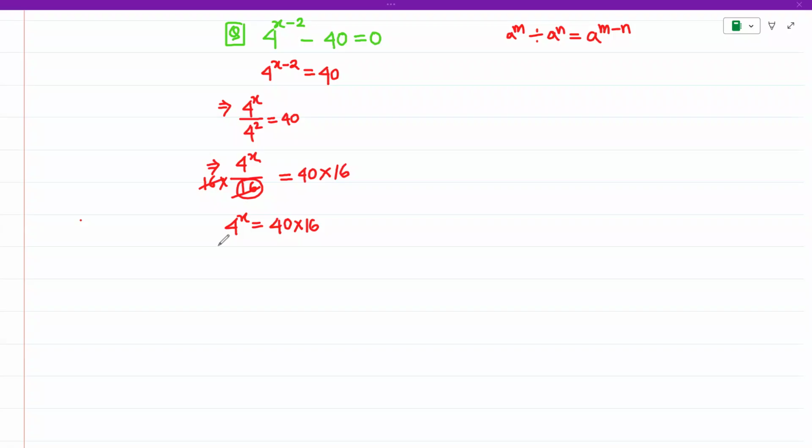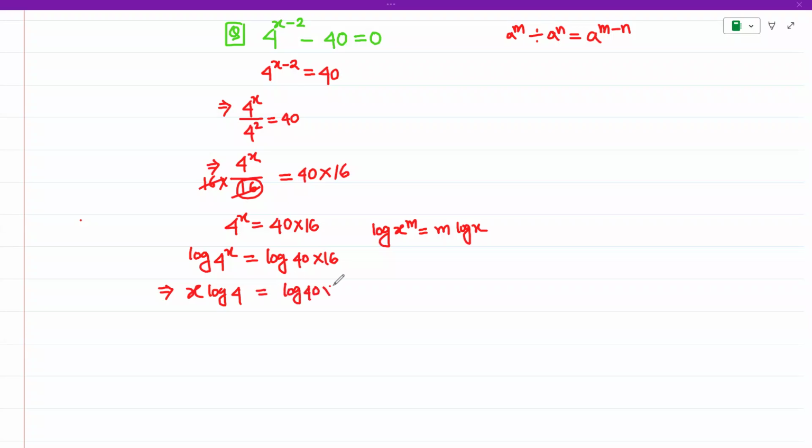Now we are taking log both sides. So we can write that log 4 power of x equal log 40 times 16. Now we use here the logarithm property: log x power of m equal m log x. So log 4 power of x, we can write that x log 4 equal log 40 times 16.